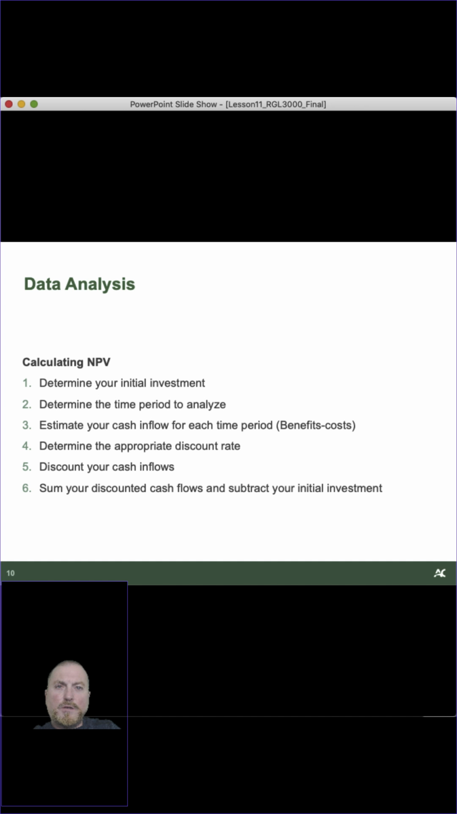Calculating NPV: determine your initial investment, or your investments throughout various periods of the years you're looking at for a regulation. Determine the time period to analyze. That should be at least 10 years for each one of your projects, at least 10 years. If there are major technological investments required, and you anticipate those technological investments might have a turnover rate of 20 years, then use 20 years, okay? But at least use 10 years, okay?